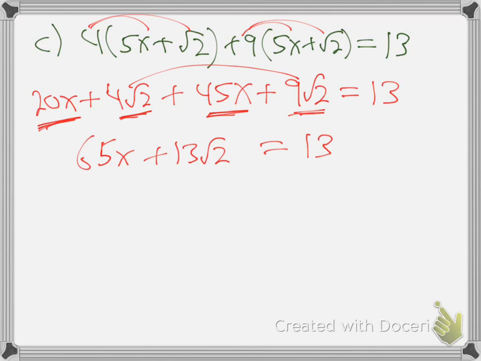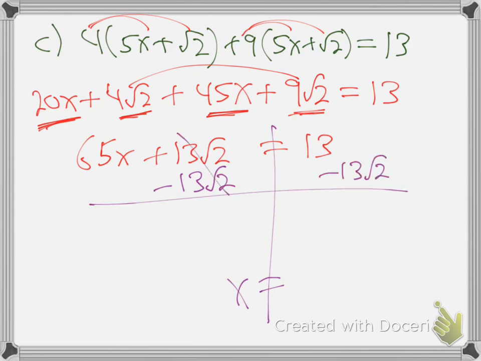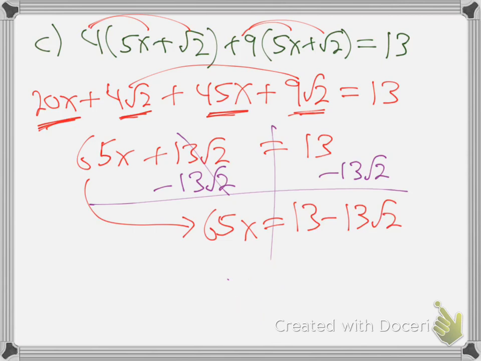X is saying, I want to be alone over here. So what do we do next? Subtract 13 root 2. That's gone. Bring this down. 65x is 13 minus 13 root 2. Bless you. Now, what we can do from here, x wants to be alone. Yeah, we're going to divide, huh? Because that 65 is multiplied by the x, opposite of times is divide. So we're going to divide.